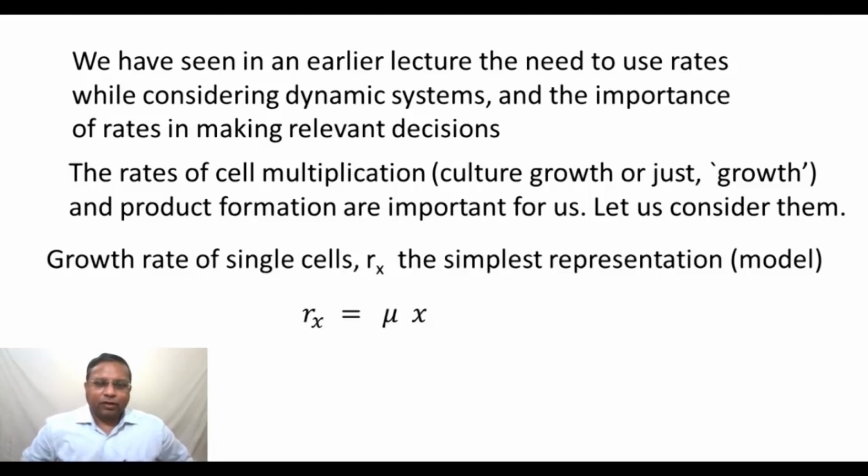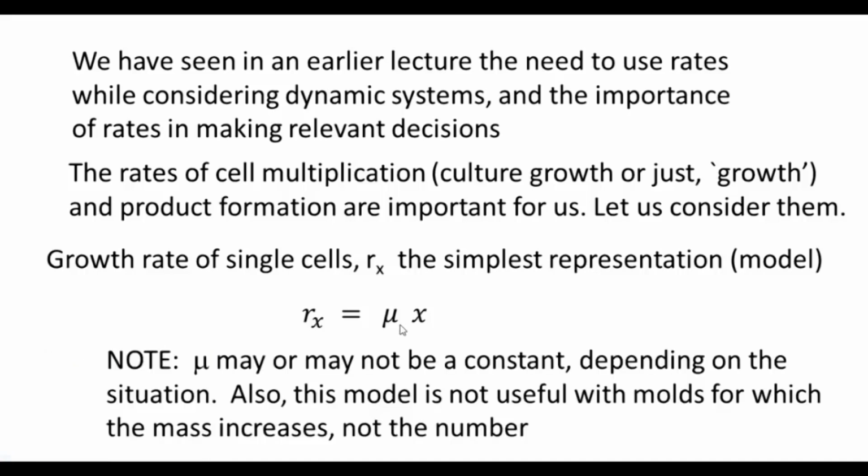If we consider single cell growth, the simplest mathematical representation or mathematical model is as follows. The rate of cell growth as given by Rx is directly proportional to the cell concentration x, the first order model, or equals a certain mu into x. Note that mu may or may not be a constant depending on the situation. You need to again internalize this. Mu may or may not be a constant.